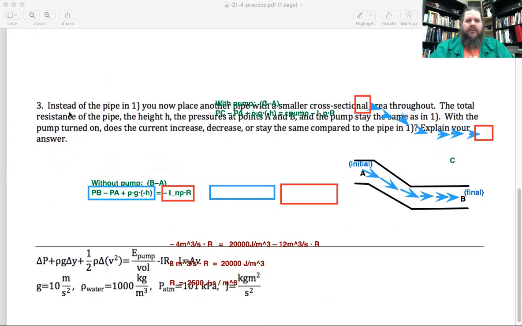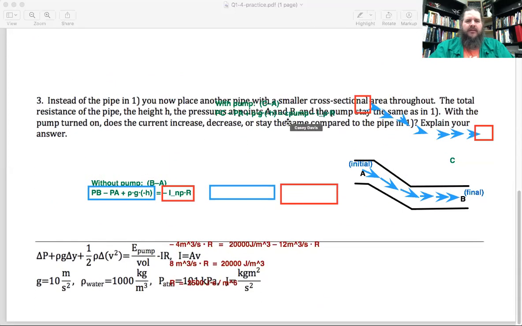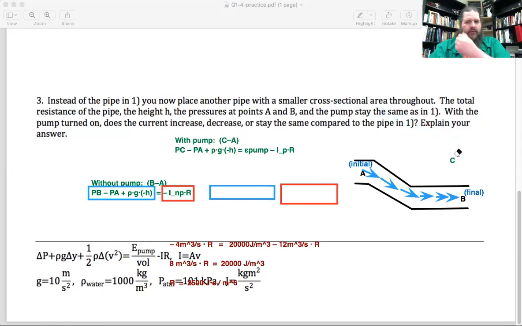And then in part 3, we're going back to the same pipe as part 1 with the pump, but we're replacing the pipe with a narrower pipe. We're keeping everything else the same, but we're making the pipe narrower. And what happens if you make the pipe narrower? What effect would that have on the equation?